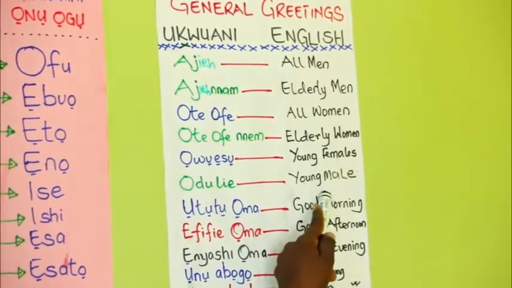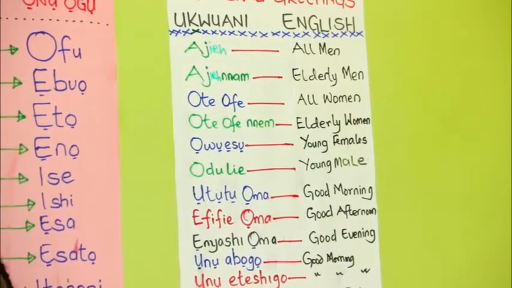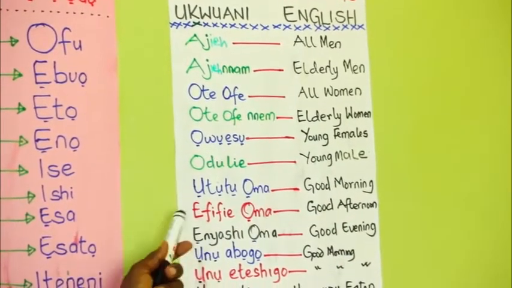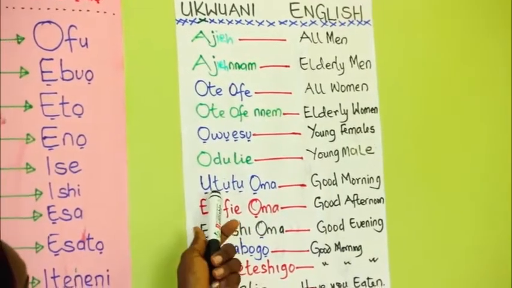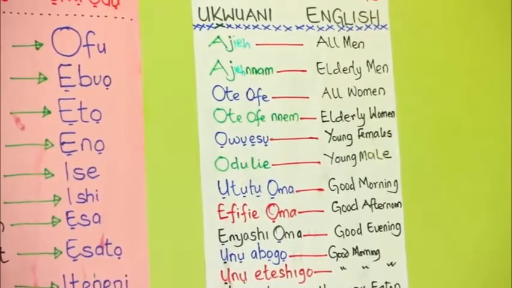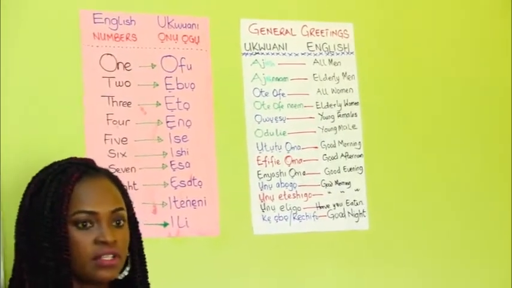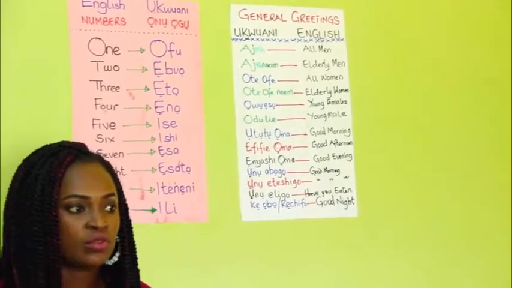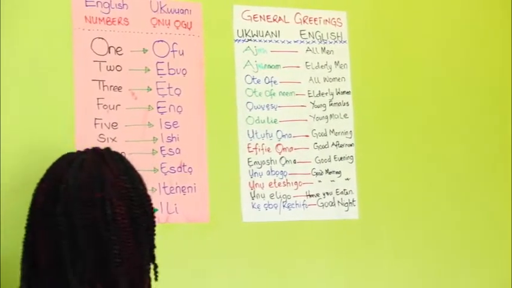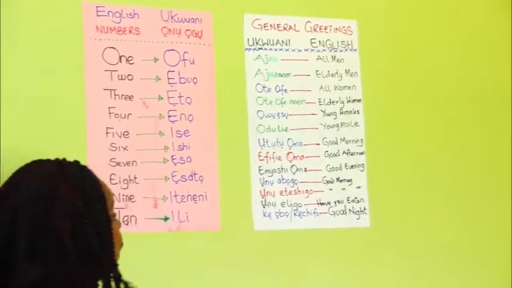And then for young male, okay? For your young male, maybe your uncle in school, your younger teacher, or your uncle at home, you can greet Oduye. For young males, you greet Oduye. Say Oduye. So that's what you greet for young men. And then, that's that for people.